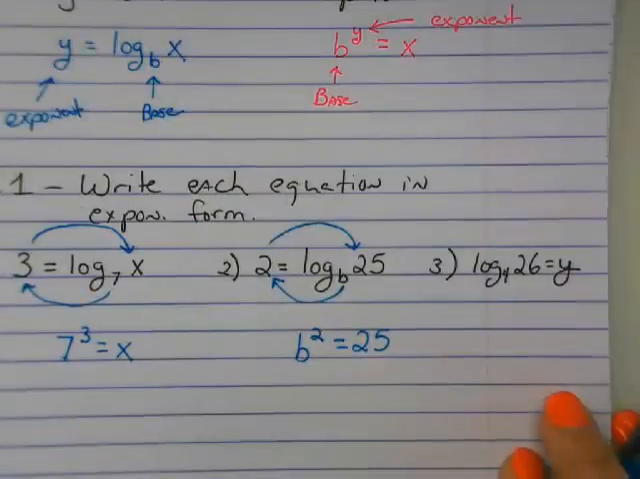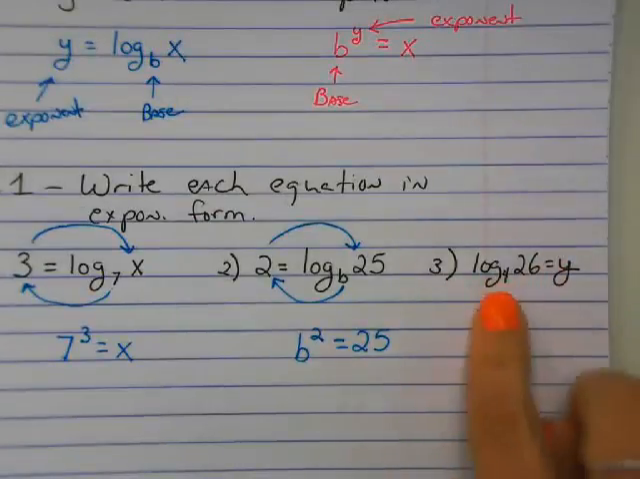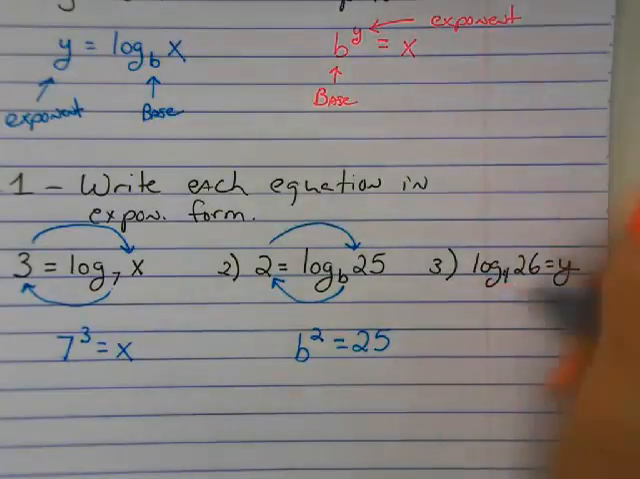Alright, you try the last one. I've written it backwards, but you're still going to loop-de-loop. You're just looping this way.